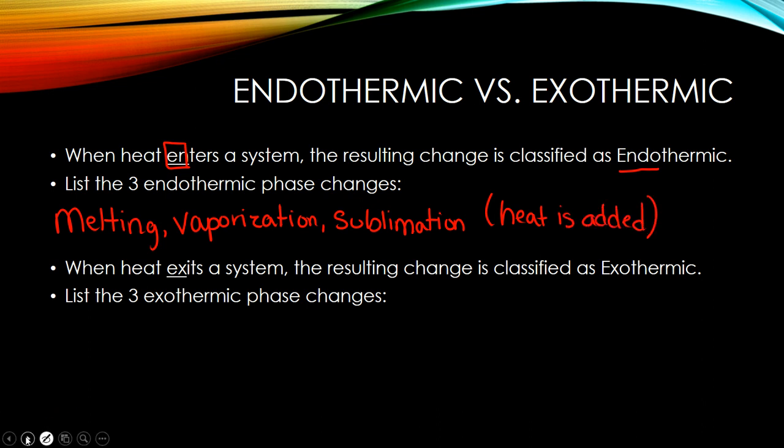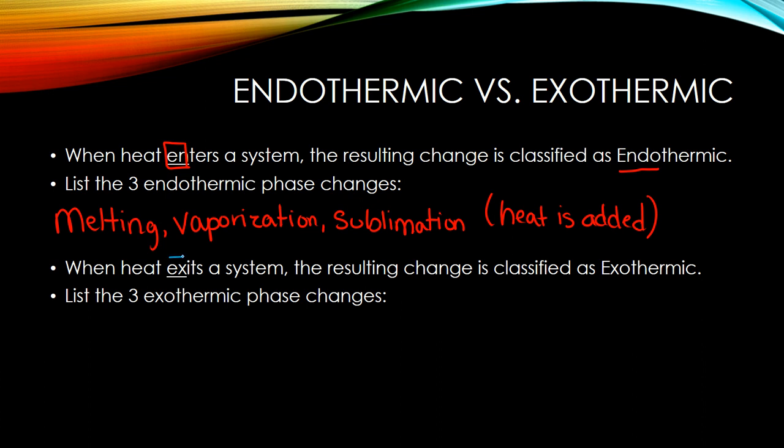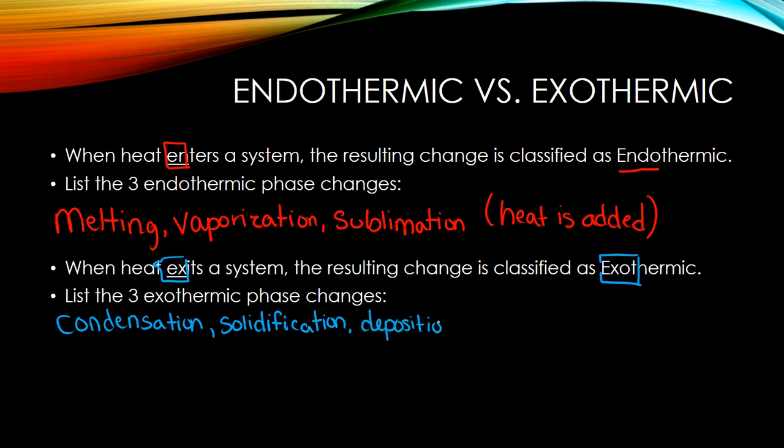On the flip side, we then have what's called exothermic, which the prefix exo, you can probably make a pretty good conclusion here, is it has to exit the system. So the prefix exo means that heat is leaving. So we have to slow particles down. This is called condensation, solidification, and finally deposition. So again, in these scenarios, heat is removed.